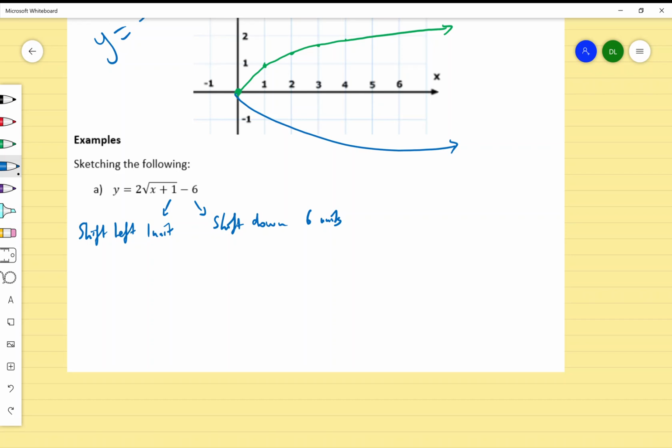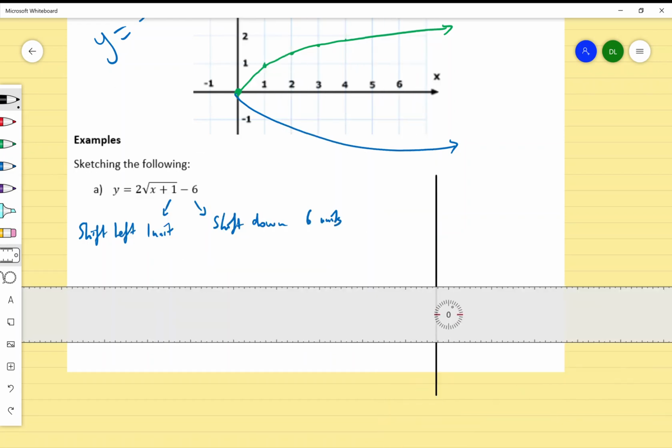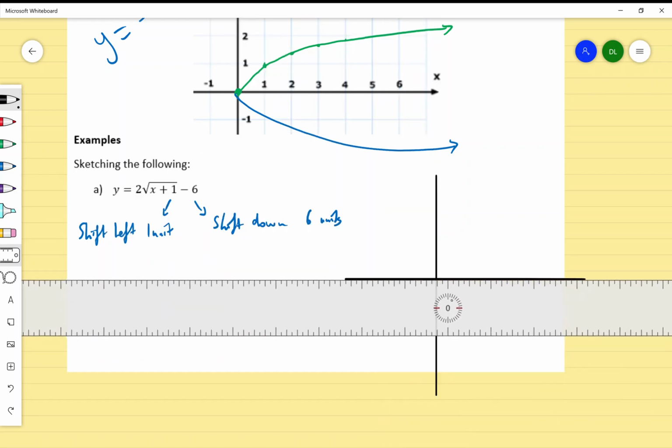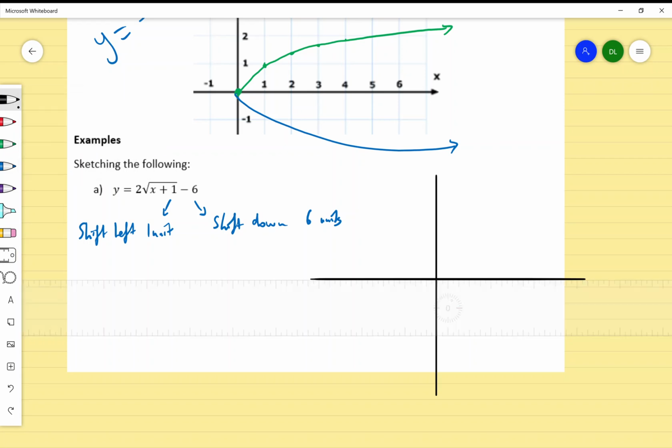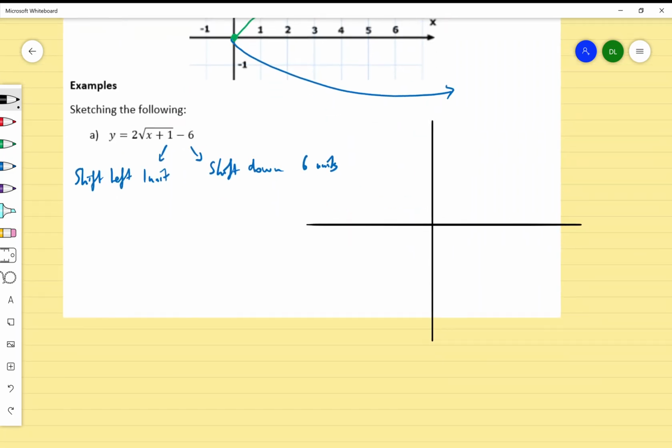Now there's no asymptote, so we don't start with an asymptote. I'm going to draw my Cartesian plane as per usual, and then find out what key points we know. Instead of starting at 0, 0 like we did before, we start 1 unit to the left and 6 units down. So 1 unit to the left is negative 1, 6 units down is there, and we end up with this point here.